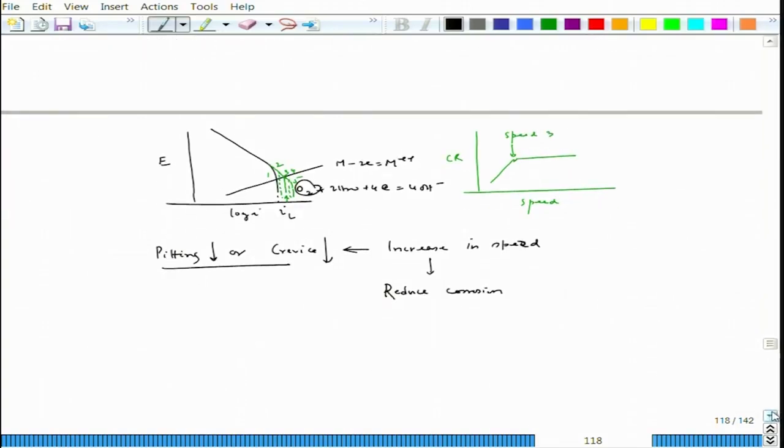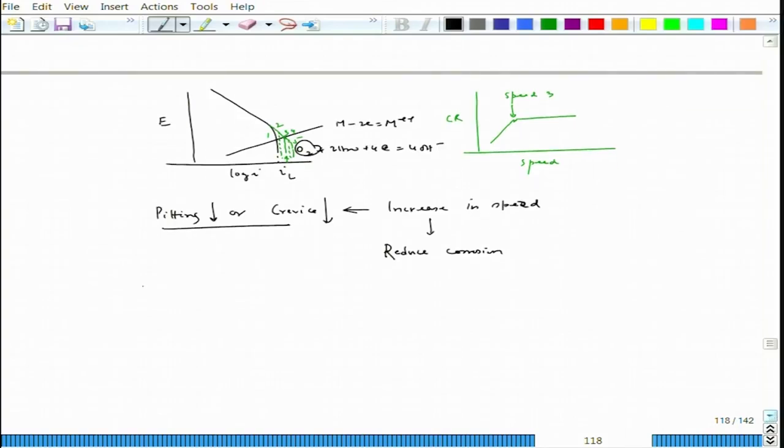Now there are other factors like impingement, and factors like galvanic effect. Let me mention those factors. We have already discussed some of the factors affecting erosion corrosion. So this one is surface film.